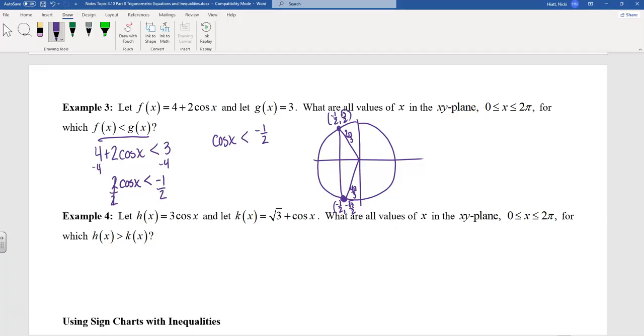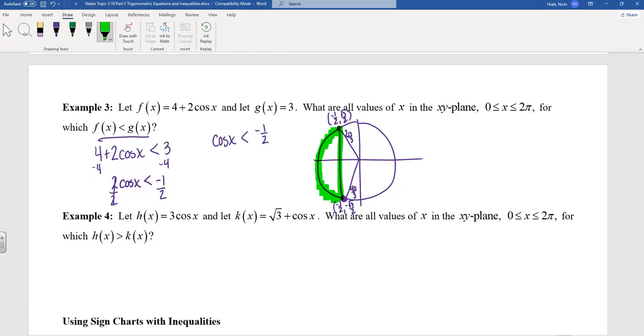And then we are looking for x values, cosine values, that are less than this. So like I connected these with that vertical line, right? I want any x values that are less than this. So when we're thinking about x values, cosine, we're thinking left or right for this. So any values less than negative 1/2 for that x coordinate are going to be found over here.